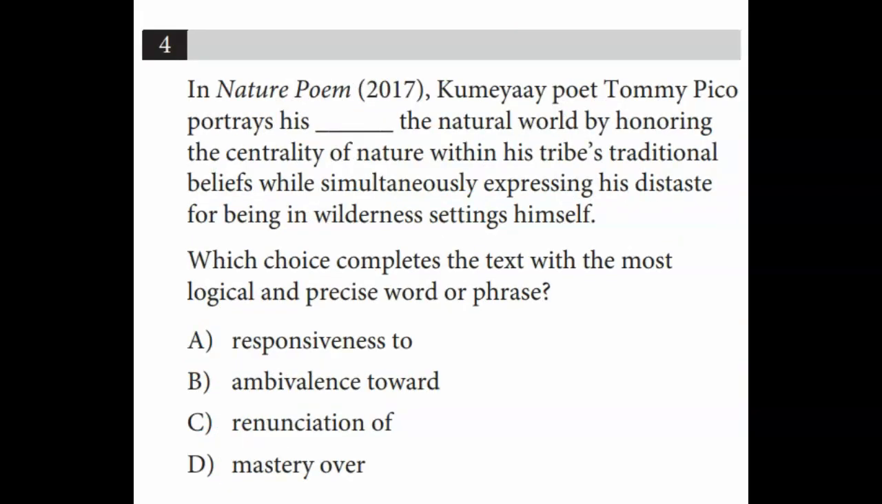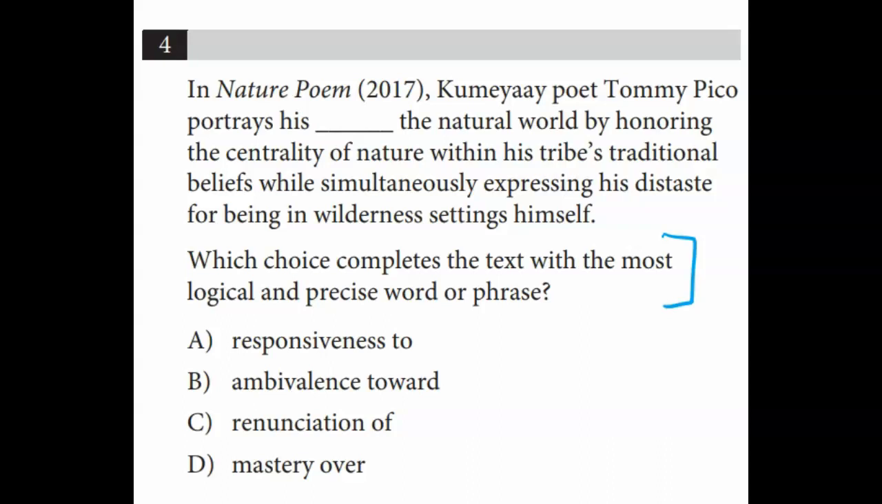All right, number 4. This is going to be a which choice completes the text with the most logical word or phrase. Oh my goodness. There we go. In Nature Poem 2017, Tommy Pico portrays his blank the natural world by honoring the centrality of nature within his tribe's traditional beliefs while simultaneously expressing his distaste for being in wilderness settings himself.